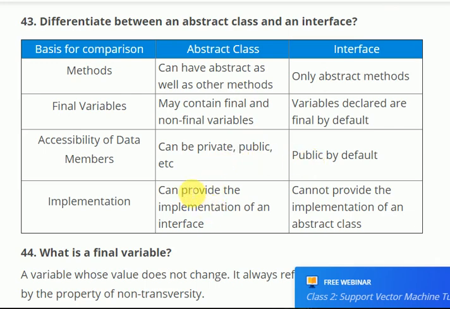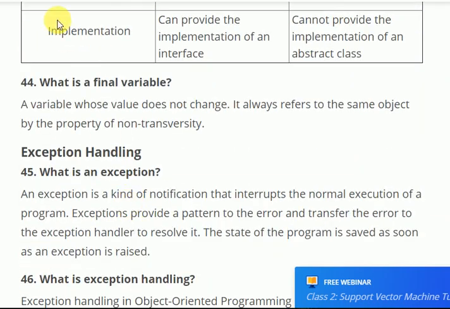Can it provide the implementation of an interface? Abstract class, yes. An abstract class can provide the implementation of an interface, as it contains abstract as well as other methods. But an interface cannot provide the implementation of an abstract class, because it can't contain normal methods. It will only contain abstract methods. So what is a final variable? A variable whose value does not change.